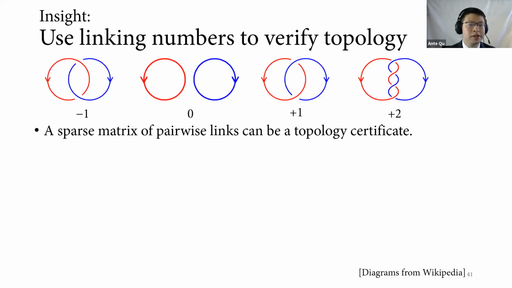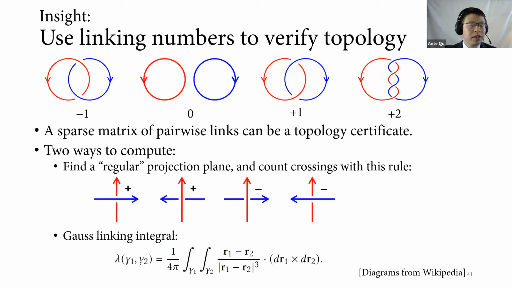As we discussed earlier, one insight we can use is that linking numbers are a topological invariant. It does not change under deformation unless curves pull through each other. We can use a matrix of pairwise linking numbers as a topology certificate. There are many ways to compute the linking number, and we explore two of them in this work. First, we can find a regular projection onto a 2D plane, and then for every crossing, count based on the relative orientation, such as here and here, of the two curves.